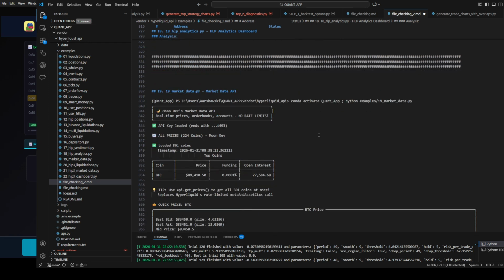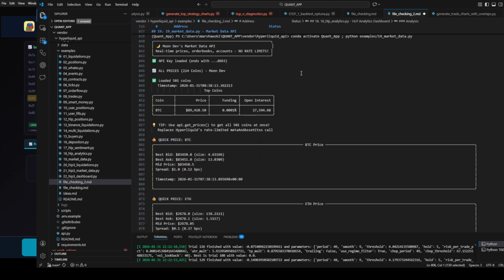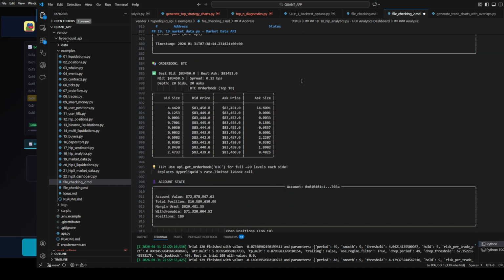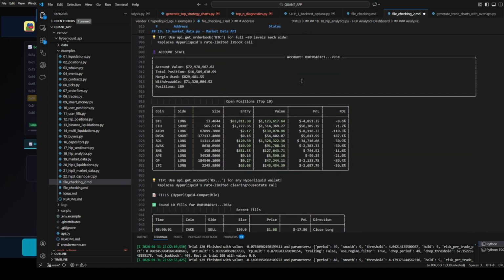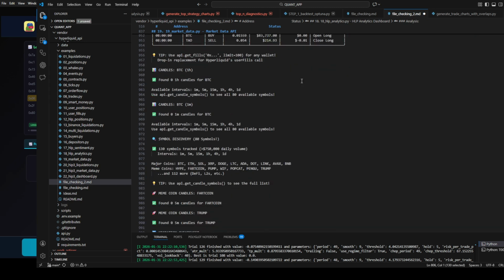Okay, we're nearly there. File number 19, the market data API. This is how the output would look when you run it. It's rather big.